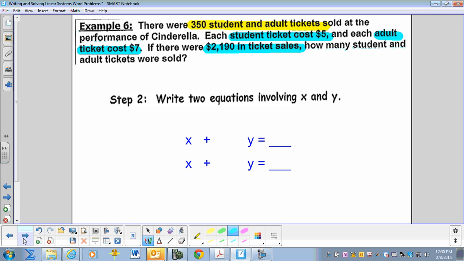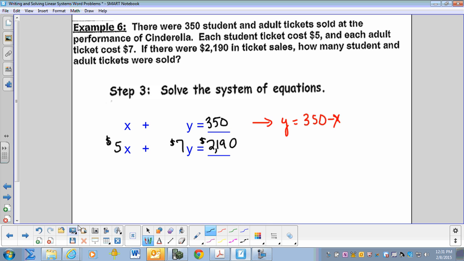So now I'm going to write the two equations using this highlighted information. There were 350 student and adult tickets sold. So x plus y is equal to 350, the total amount of tickets sold. I also know that each student ticket was $5. I sold an x number of those, and each adult ticket was $7. I sold a y number of those, and together we made $2,190 worth of ticket sales. So there's my system. So now all I have to do is solve it.